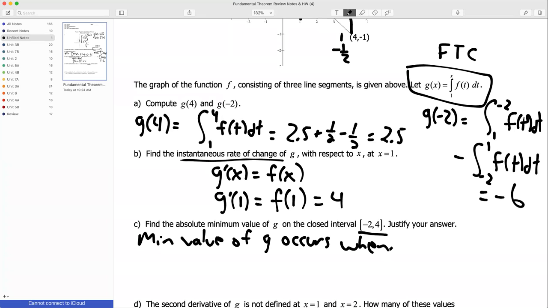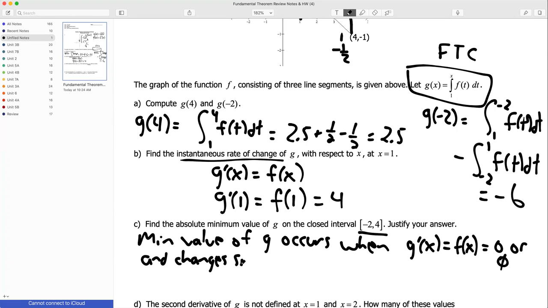When the derivative, g prime of x, and g prime of x is equal to f of x in this case. So g prime of x, equal to f of x, is 0 or undefined, and changes signs from negative to positive.